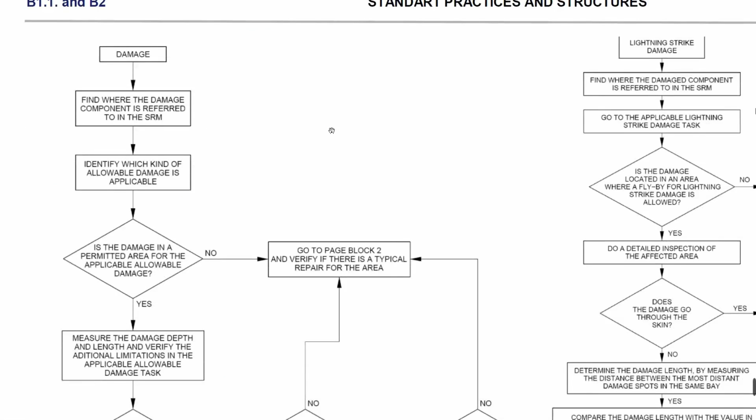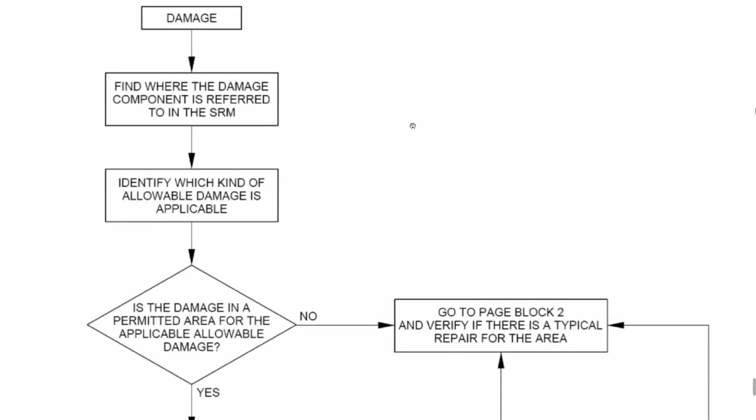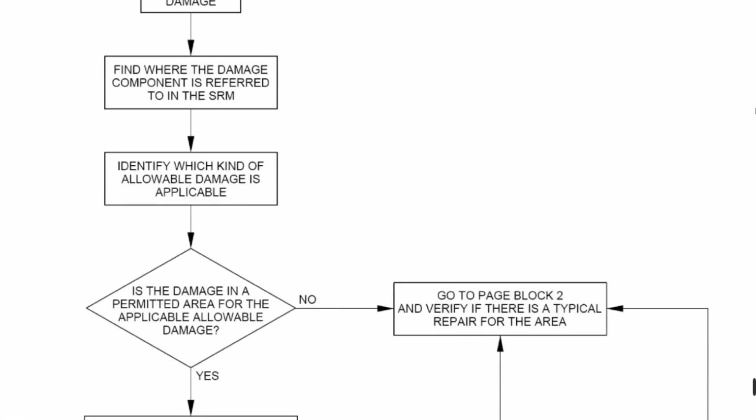First, we have damage. Find where the damaged component is referred to in the SRM. So, is it wing? Is it fuselage? Is it door? Find where it's in the SRM. Identify what kind of allowable damage is applicable. Find a table with the allowable damage and check if different types of damages are available. Then we have a split here.